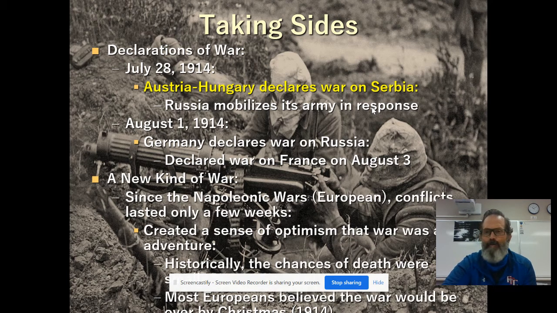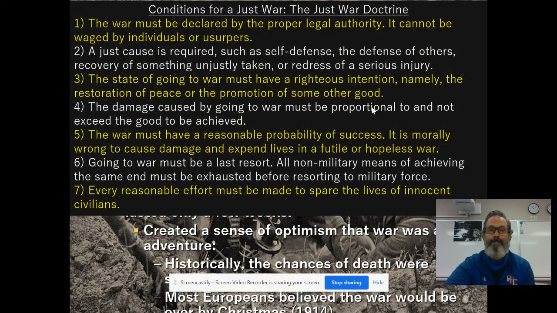Ever since early wars, such as the Napoleonic Wars, people would go and fight kind of as sport. It was an adventure. The chances of dying in one of these conflicts wasn't very high. In fact, most Europeans, especially the British, thought that the war would be over and they'd be home by Christmas in about 5 months. We know now that it set the stage for really 4 years of terrible, terrible warfare.